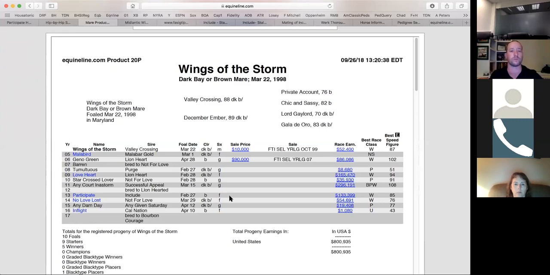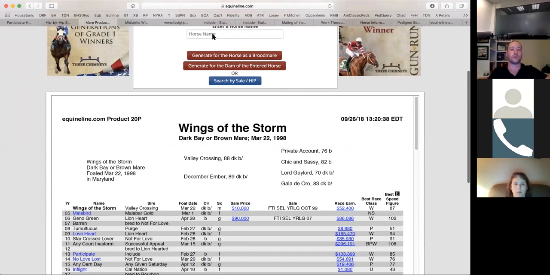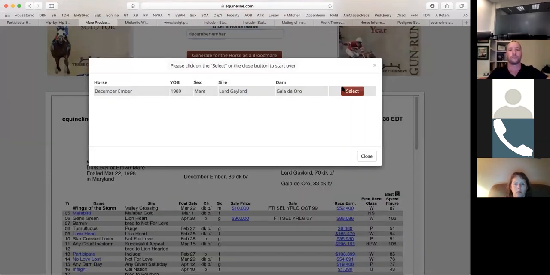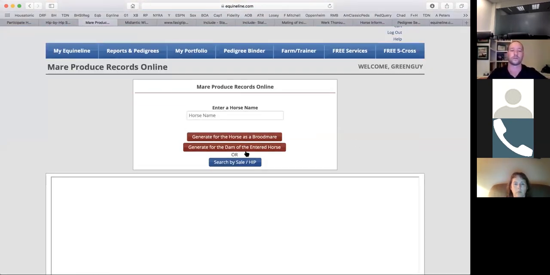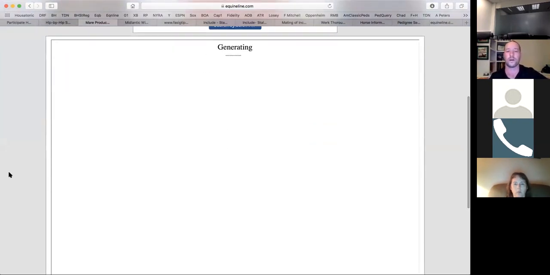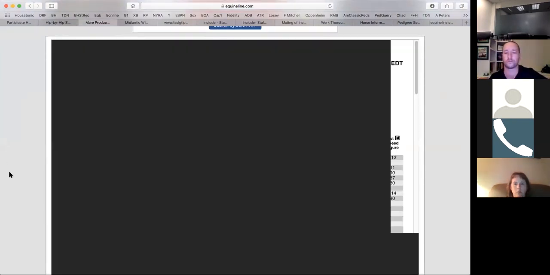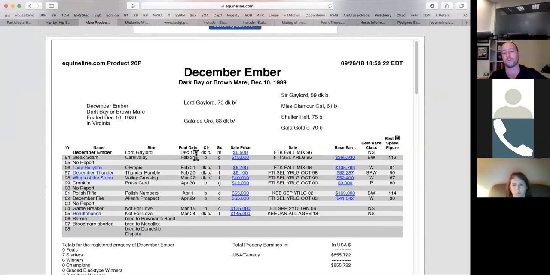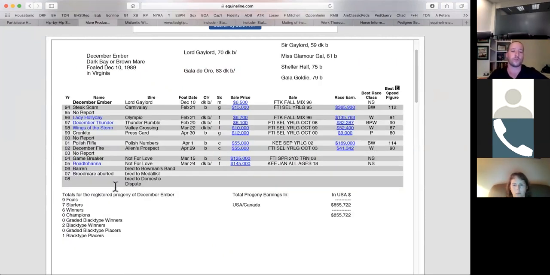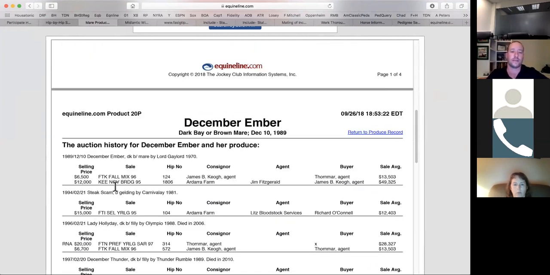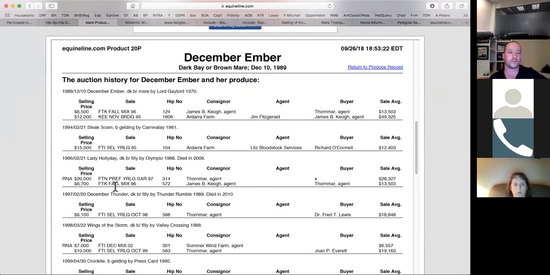So if we were to look up December Ember here, it'll specify that there's a graded black type for, oh, it doesn't, because they were stakes winners and they only placed. So if we scroll down, there's a lot more to this. It actually lists the details of those sales, what sale it was, who consigned them, who bought them, the sale average. So you could see if the horse brought a lot more or a lot less than the average price at that sale. It might be informative.